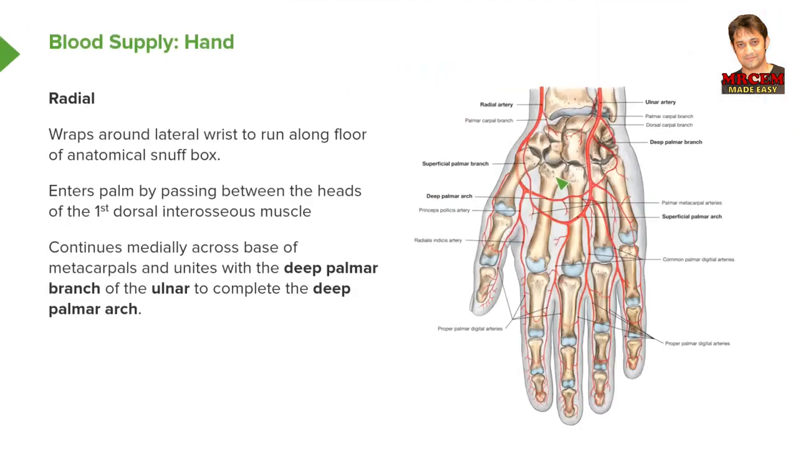And it unites with the deep palmar branch. So here we can see we've got the deep palmar branch again coming off the ulnar, and this is uniting with that continuation of the radial artery. And this forms the deep palmar arch that's running all the way around here. We now have 2 complete circuits. We have 2 complete palmar arches. We have the superficial palmar arch, which is coming primarily from the ulnar artery, but connects to the radial.